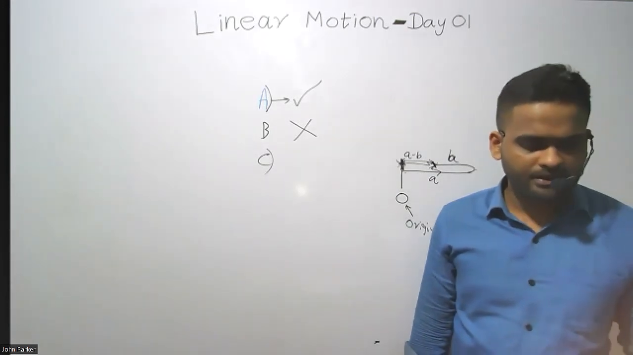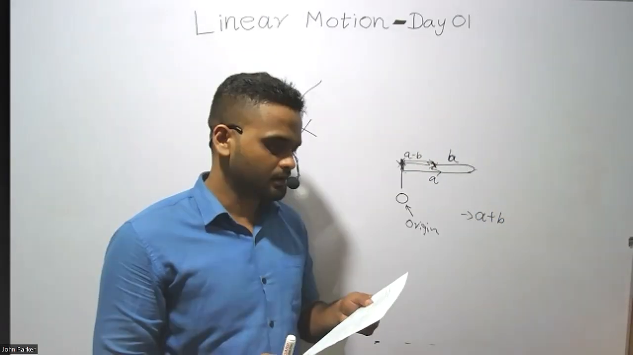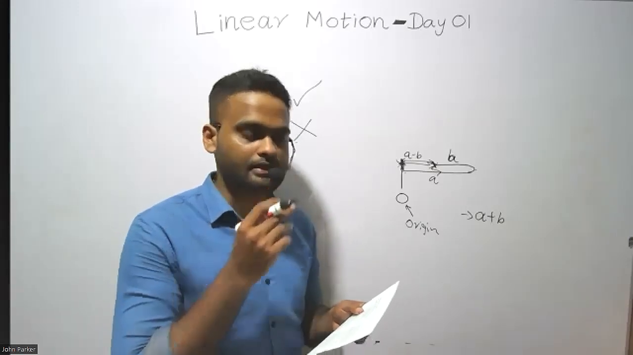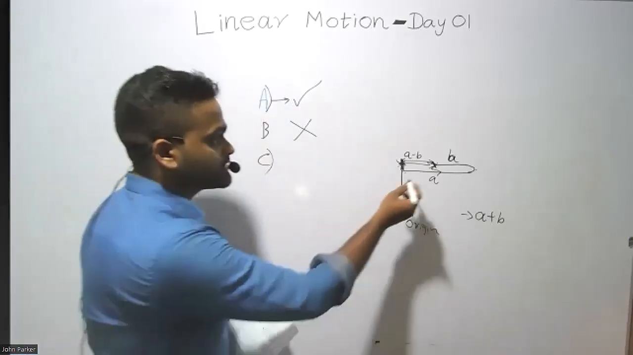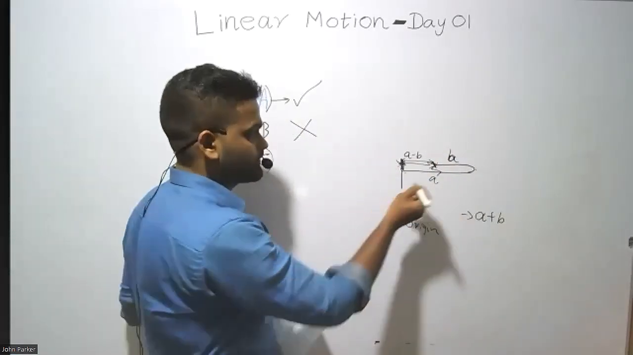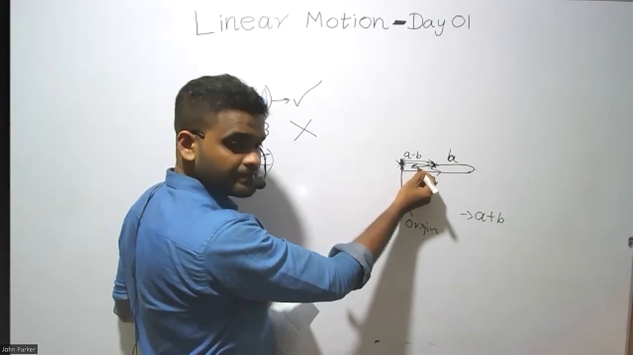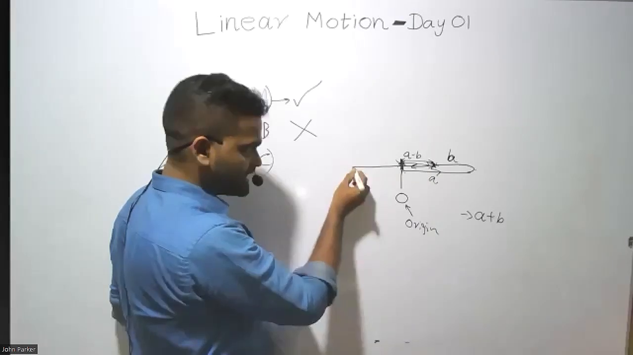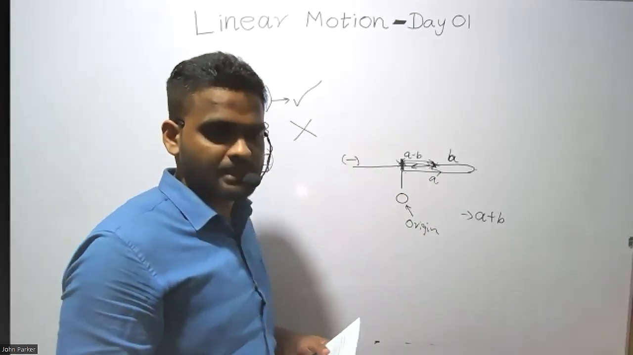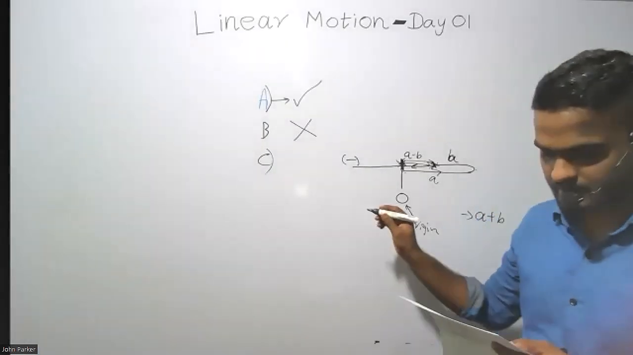The question PDF is in the group. Distance traveled does not decrease. Distance does not decrease, it only adds up. But the displacement can decrease. As you are moving towards the origin, displacement decreases. And if you move behind the origin, displacement becomes negative. Then D, so is C correct? Distance traveled does not decrease with time.